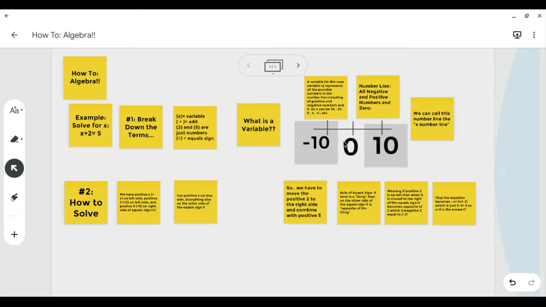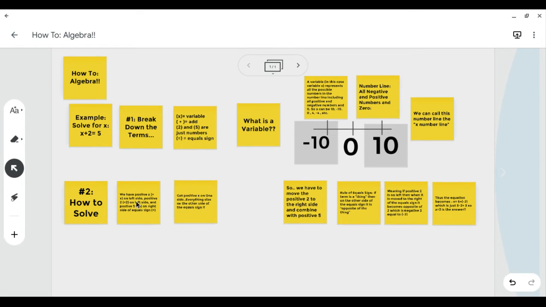So x could be 0, x could be 10, x could be negative 10, x could be 4, negative 4, or much larger or much smaller. Just think of it as a set of numbers, but it doesn't matter. We're just going to try to figure it out. There's a certain x value on this number line that makes this equation make sense.